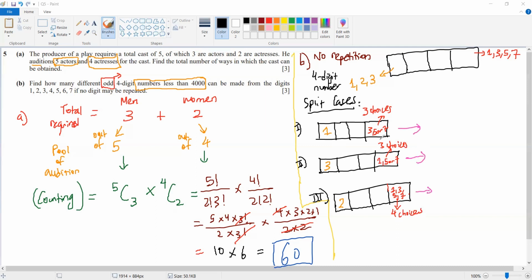Okay, so the remaining boxes, that means there are 2 intermediate boxes. 1 is chosen here, so there are 3 choices. We start from the back, where that box has 3 choices. This one has 3 choices, this one has 4 choices. So we multiply by the multiplication principle.